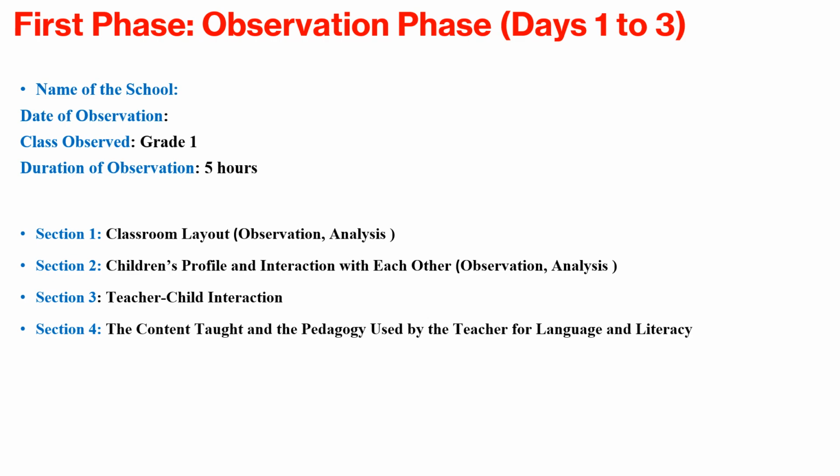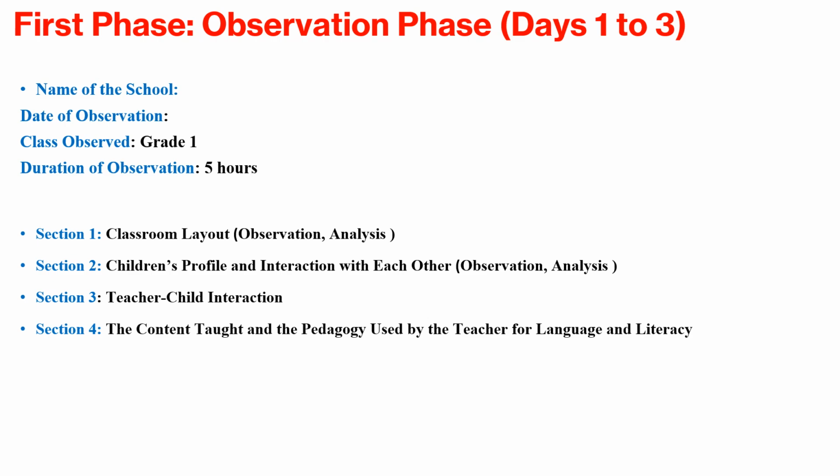Next one is section 3, teacher-child interaction. If a child asks any question, whether the teacher answers it properly or not, whether the teacher encourages the students to ask doubts, or whether she simply says not to say anything, sit quietly and do your work. You have to observe everything and write the analysis for everything.